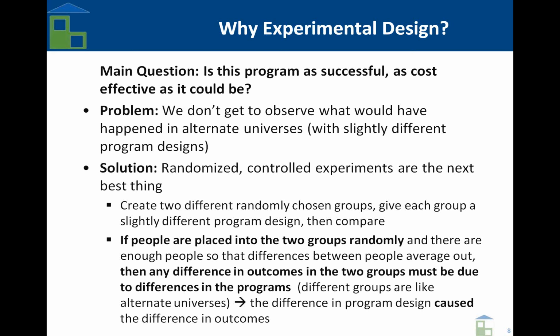So the next best thing to that is having a randomized experiment. Basically what that means is that you create two groups, group A and group B, and you randomly assign people to one of those groups. Then you give each group a slightly different program design, and then you compare the proportion of households that got upgrades in each group. And some people call this A/B testing.